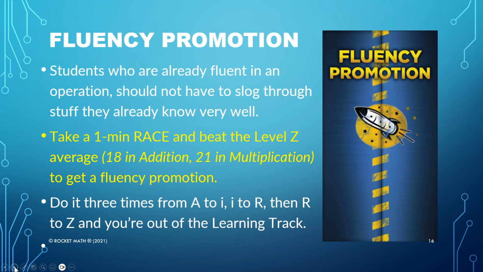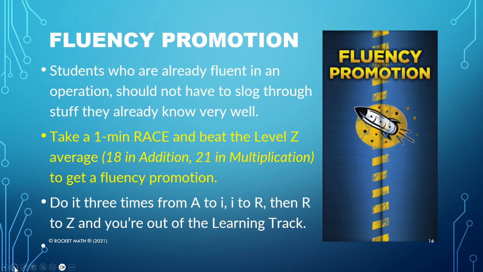By default, we enable fluency promotions for all of your students. When students are already fluent in a learning track, there's really no benefit for them to be working through all the A to Z levels. If a student beats the average level Z score of graduates of the learning track, for example, in addition, it is 18 answers in a minute. For multiplication, it's 21 answers in a minute. They are promoted to the next scheduled fluency test.